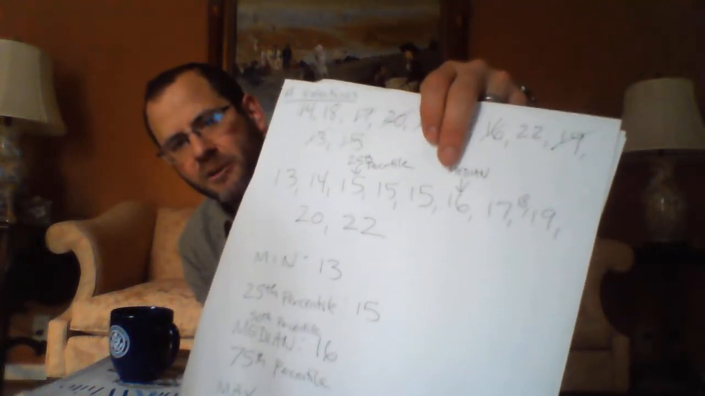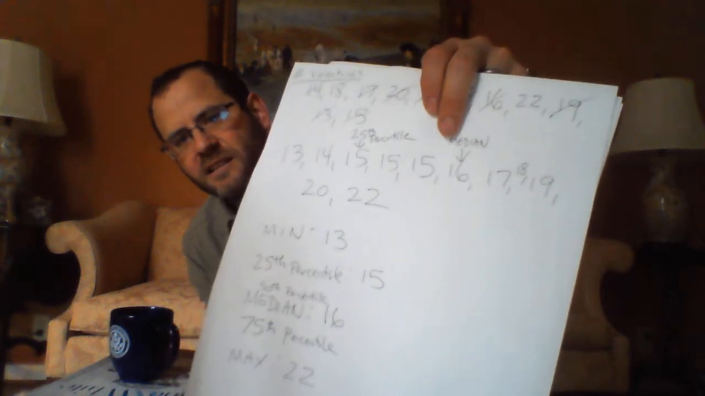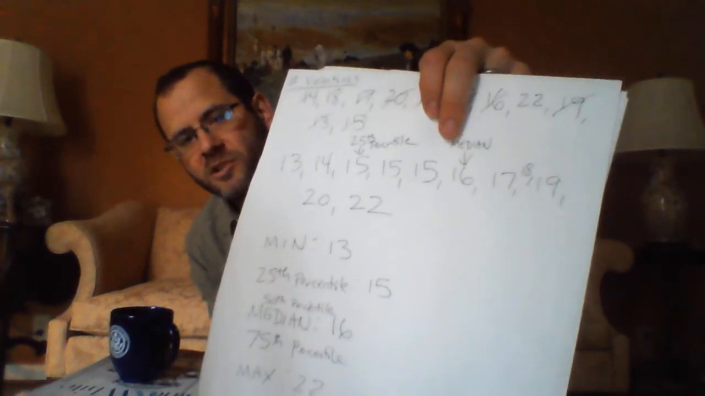Now likewise, there's going to be a 75th percentile. That means 75% of the data is below that observation. So we're going to do the same thing except on the other side of the median, right? We've got the median. We've got 5 numbers bigger than that, 17, 18, 19, 20, 22. So we're going to take the middle of those, which is 19. There's our 75th percentile.